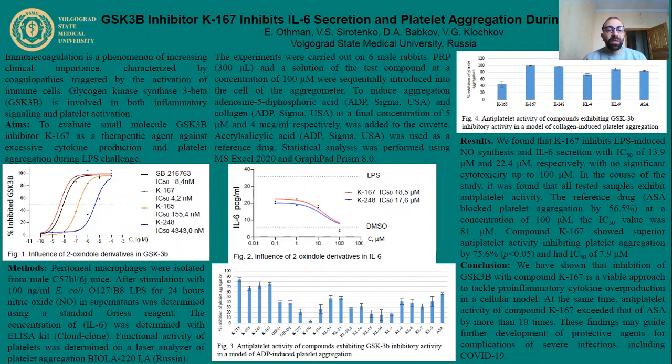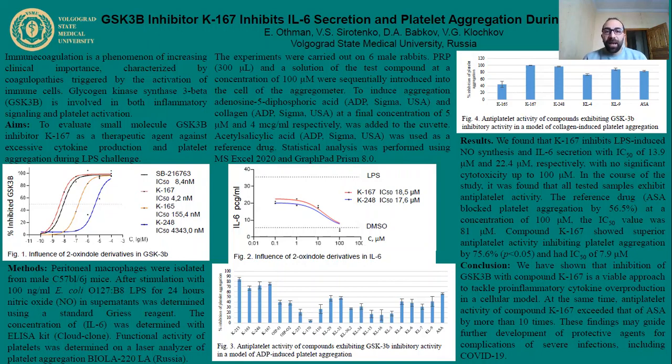Peritoneal macrophages were isolated from male mice after stimulating with 100 nanogram per milliliter LPS from Escherichia coli for 24 hours. Nitric oxide in supernatants was determined using a standard reagent. The concentration of interleukin 6 was determined with ELISA kit. Functional activity of platelets was determined on a laser analyzer of platelet aggregation Biola.